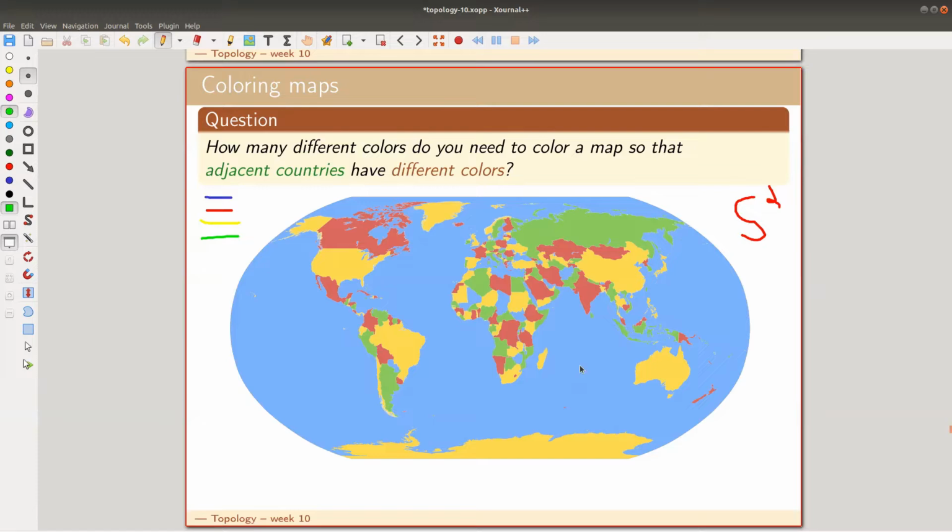Let's just be really sure it is the polygon decomposition of S2. I will count the oceans as one very huge country, I guess. So it gets its own color, blue. Antarctica, its own color, whatever. Argentina gets its own color, and so on.